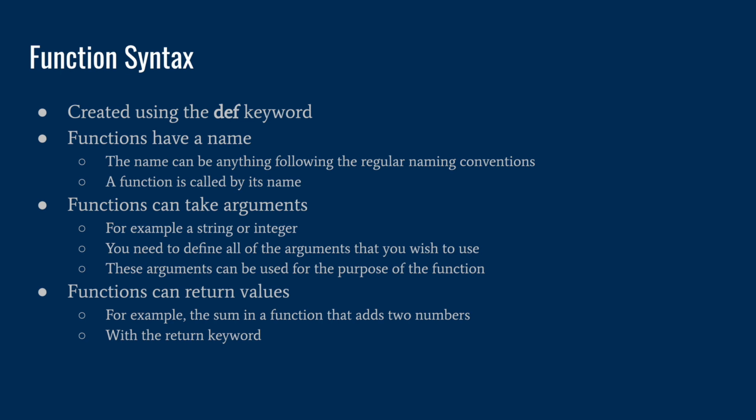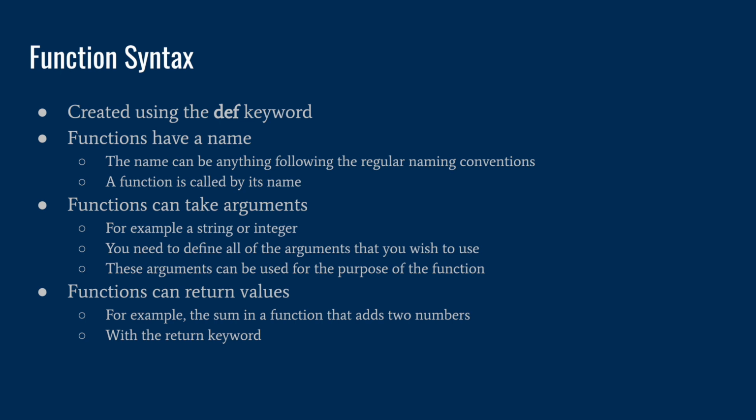Functions can also take arguments, for example, a string or integer, and these arguments can be used for the purpose of the function, such as an addition function might take two numbers. And you need to define all of the arguments that you wish to use. So if you want to use two arguments in your function, but have only defined one, or have defined extra and you have three arguments but are only using two, you will get an error. And each time a function is called and it requires arguments, you need to specify those arguments in the brackets separated by commas, and we'll look at this more later.